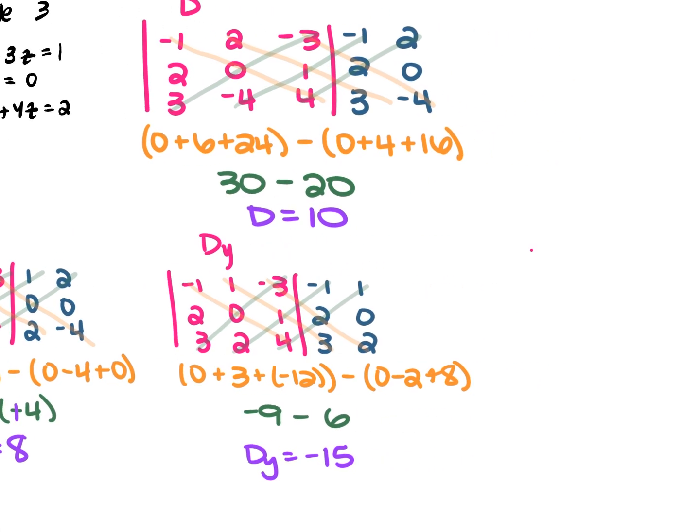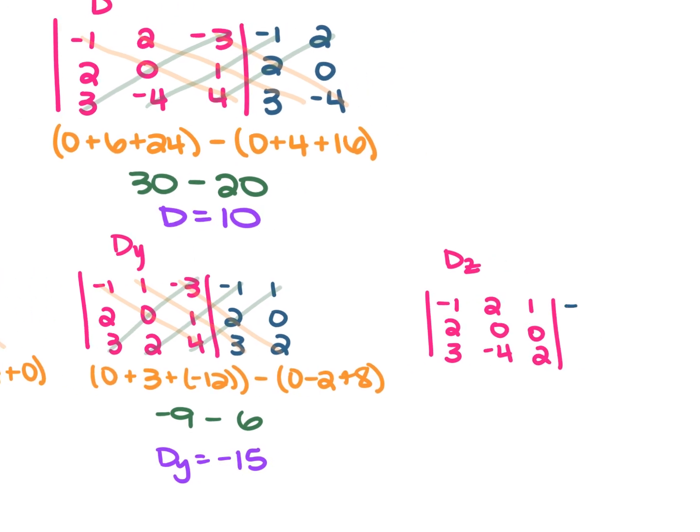From here, find D sub z. So your x values are not going to change. They're going to stay the negative 1, 2, 3. Y values don't change. They stay 2, 0, negative 4. Z values become your answers of 1, 0, 2. Rewrite the first two columns. Negative 1, 2, 3, and 2, 0, negative 4.